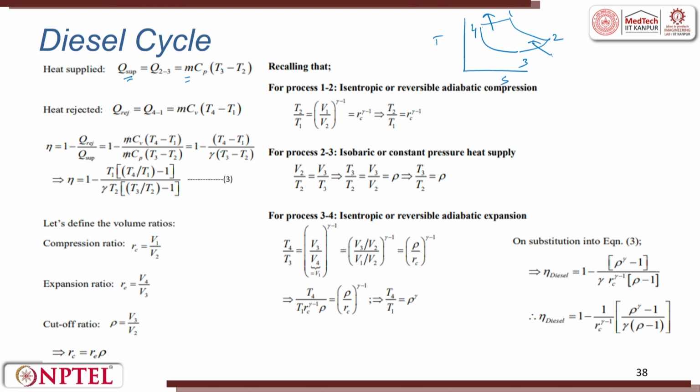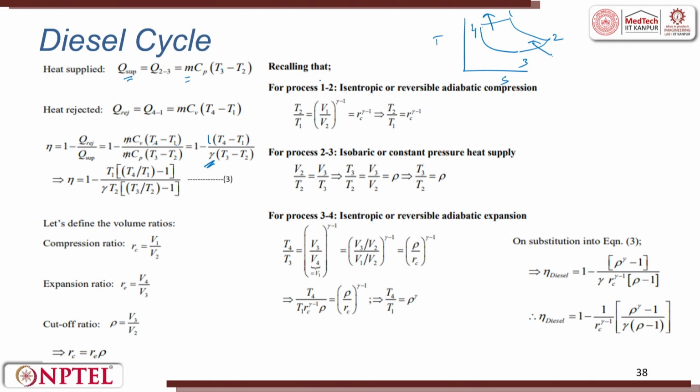When you substitute it, it gets converted into 1 minus (T4 by T1) divided by (1 by gamma, the adiabatic ratio) times T3 minus T2. Now if you write it in the efficiency equation, it is going to be 1 minus T1, I am just dividing by T1, so (T4 by T1 minus 1) divided by gamma times (T3 by T2 minus 1).